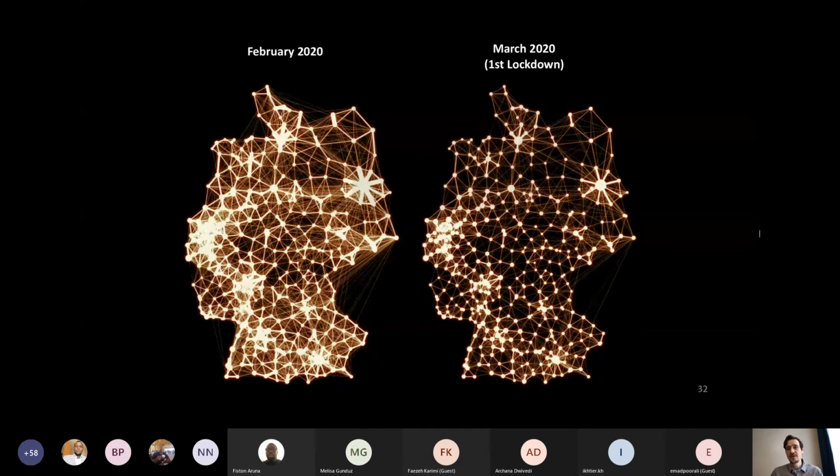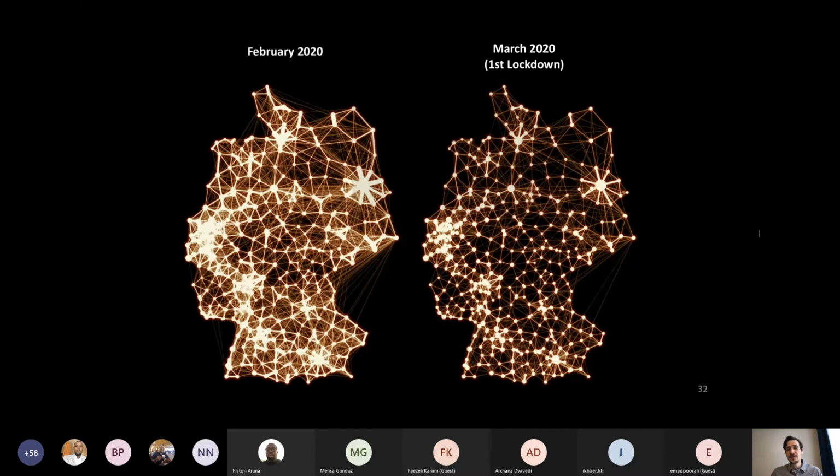And then in March 2020, during the first lockdown. And what you can immediately see just from looking at this is that mobility has been reduced significantly. So we had less trips overall. And specifically what we found out when we looked at it more closely is that the mobility that was reduced most was long-range mobility. So here on the left, you see these fine lines that cross the country, that connect different parts of the country with each other. And these were sort of the first to fall away.